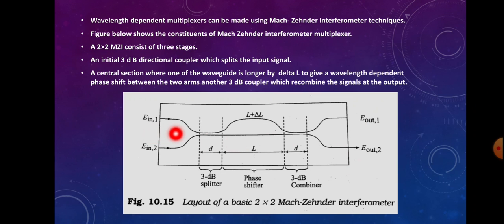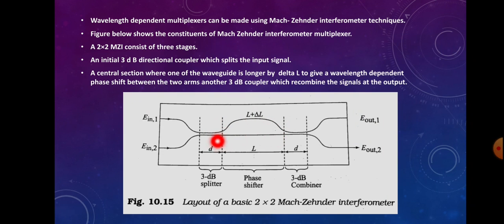See, it consists of three stages. The first stage is a 3 dB splitter, given here as a 3 dB directional coupler. A coupler can act as a splitter as well as a combiner. This 3 dB directional coupler is used for splitting the input signal into two different paths. Inputs come from this path, where they are combined, and they will be given to two different paths. Also, at the final output section there is another 3 dB combiner where these two signals will be combined, and it will be given to two different paths.